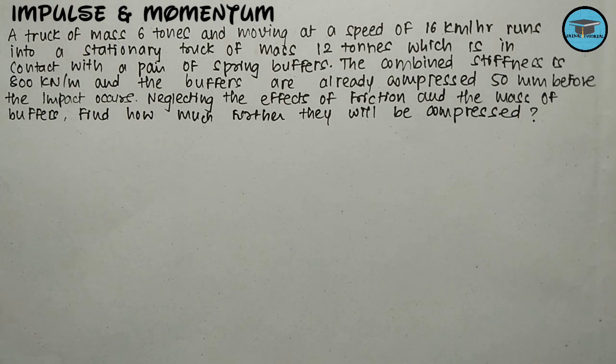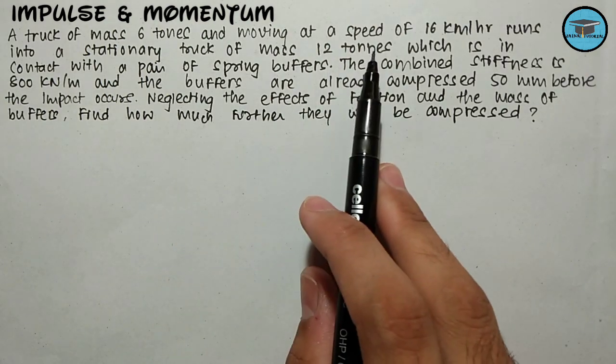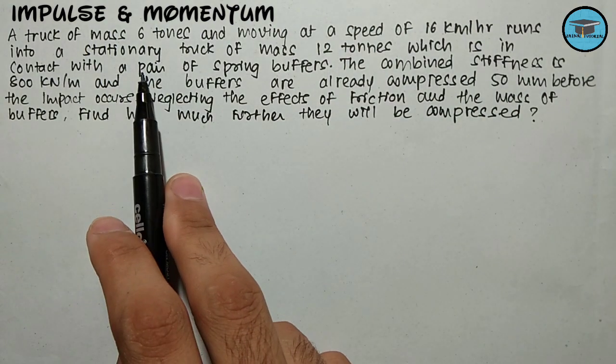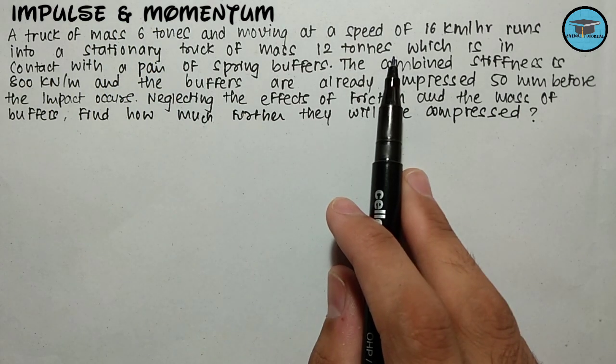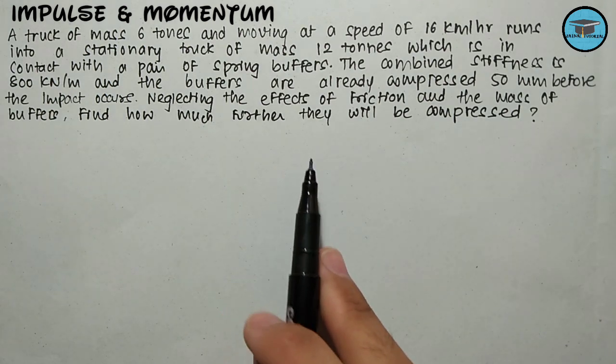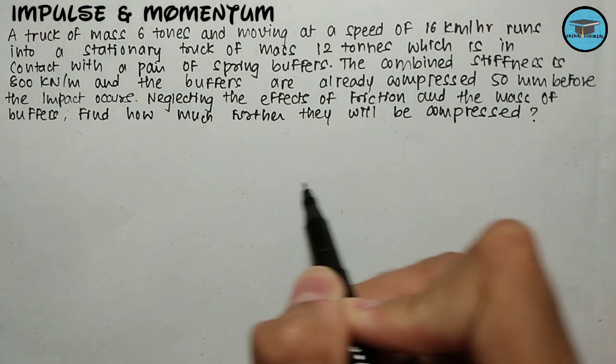The problem consists of a truck having a mass of 6 tons which is moving with a speed of 16 km per hour, and it runs into another stationary truck of mass 12 tons which is in contact with a pair of spring buffers. First of all, let us represent this with the help of a diagram.